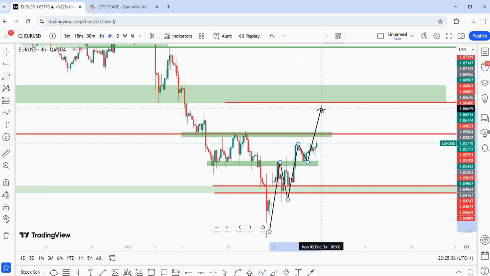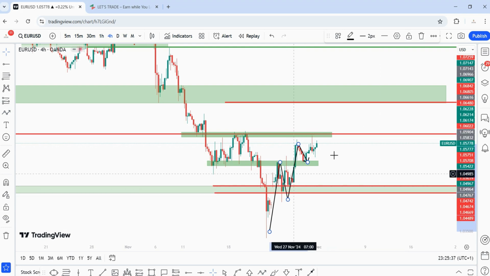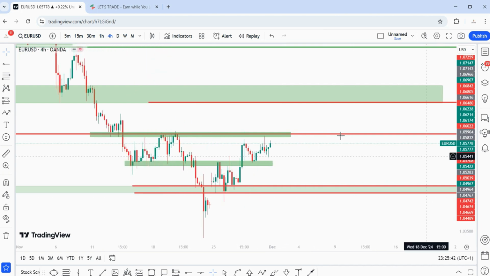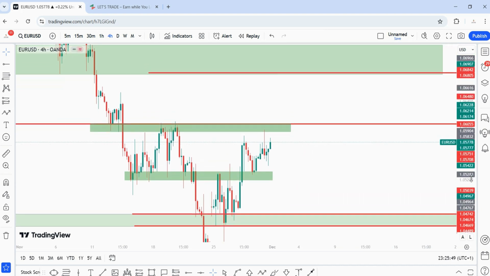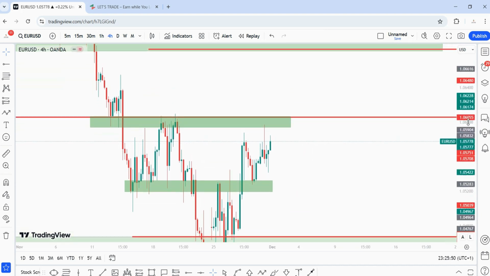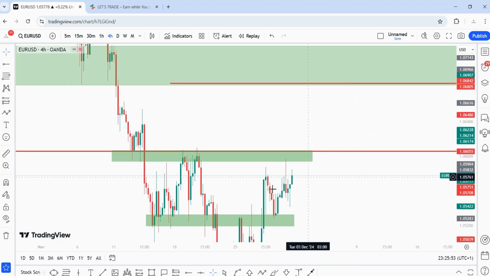So if price on Euro USD continues higher, then actually what I would like to see will be for price to break out of this area here. Let me move this line up a little bit. So what's the value of that line? The value of that line is 1.06055. All right, so let's be patient. Let's be patient enough for price to break above that zone.